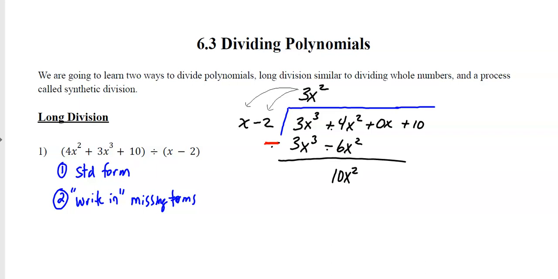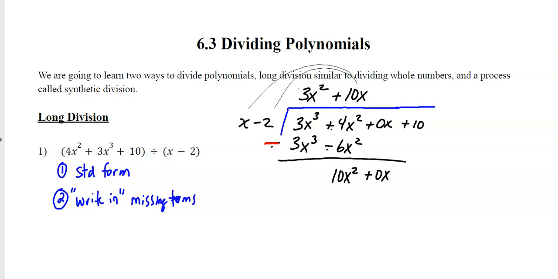And I slide the next term down. I could even write more, but I usually just do the next one. Now I have to see how many times x can go into 10x squared. So x goes into 10x squared 10x times. I'm going slow here and drawing arrows and stuff, where normally I wouldn't do all this. But now I have to do the 10x times both of those pieces.